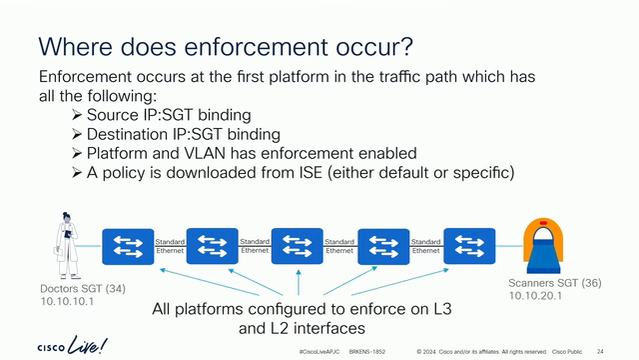Now, a policy is downloaded. So where does enforcement occur? Well, it doesn't occur anywhere here. Nowhere in this path does it enforce. So why doesn't it? It's because the left-hand switch here knows the source binding, but it doesn't know the destination binding. No one's told it. The right-hand switch knows the destination binding, but doesn't know the source. No one's told it. So there'll be no enforcement in this path.